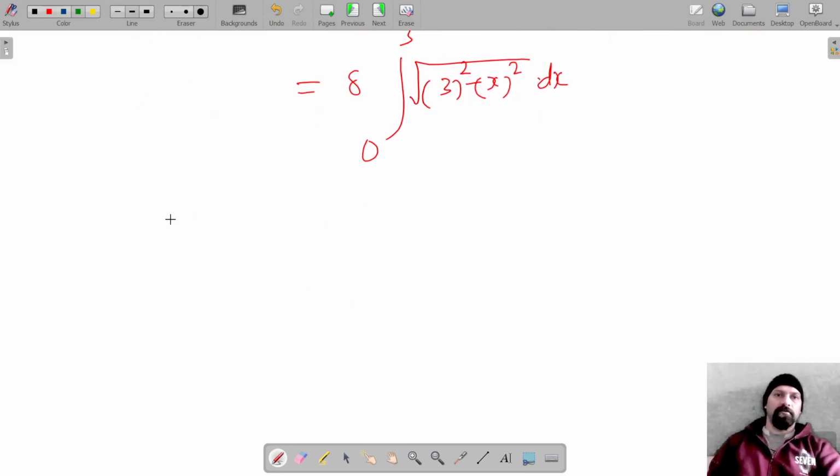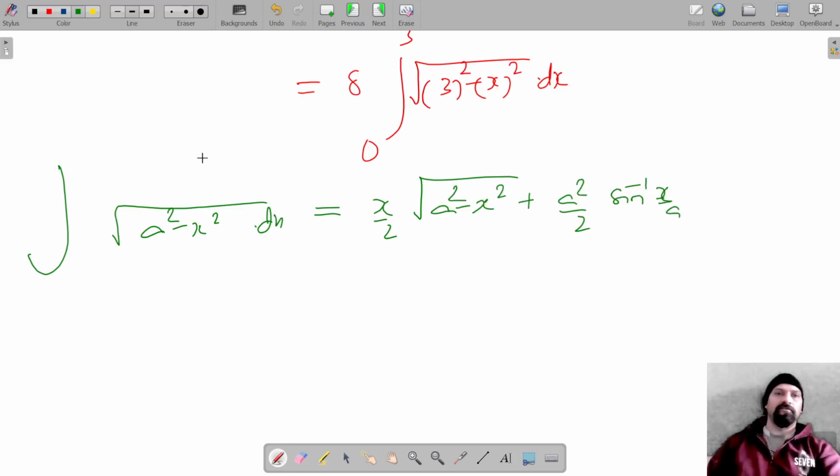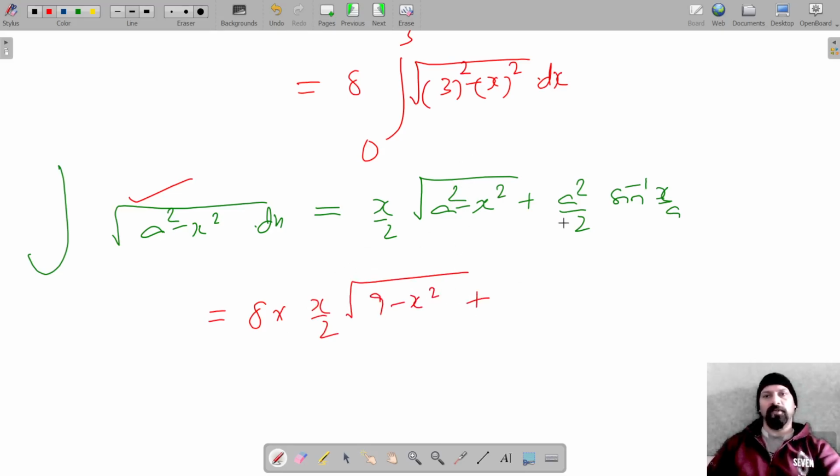Now we know that the formula for the integration of square root of a square minus x square into dx is x by 2 under root a square minus x square plus a square by 2 into sine inverse x by a. So let's use this formula here. Which gives me 4 into, this is x by 2, and under root of a square minus x square will be 9 minus x square, plus a square by 2, which is 9 by 2 sine inverse x by a, which is 3. And it has to be evaluated for the limits 0 to 3.